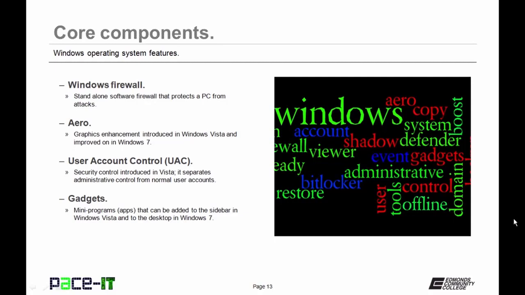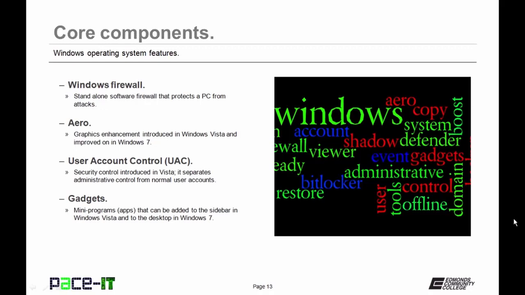Then there's Aero. This is for the desktop. It's a graphic enhancement that was introduced in Windows Vista and improved upon in Windows 7. Then we have User Account Control, UAC. It's a security control introduced in Windows Vista that separates administrative control from normal user accounts. Sometimes it's a bit of a nanny, but get used to it.